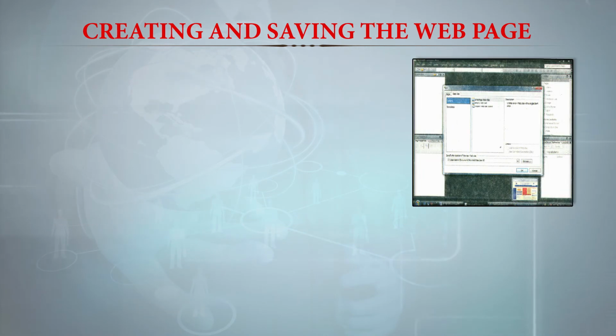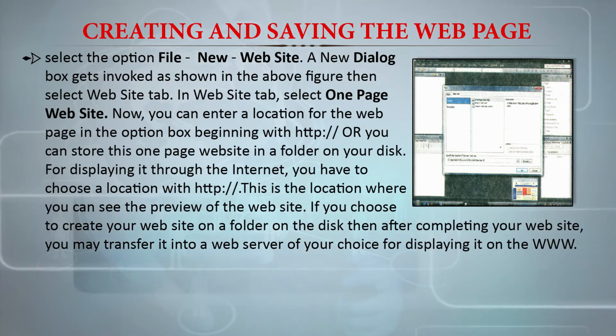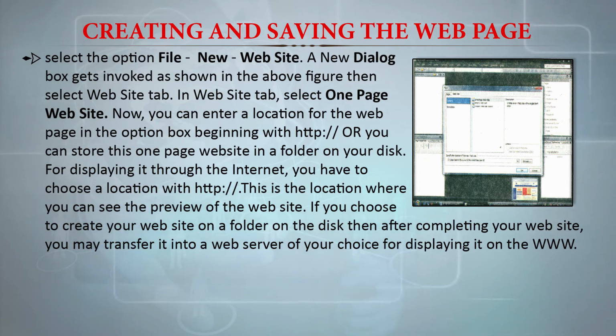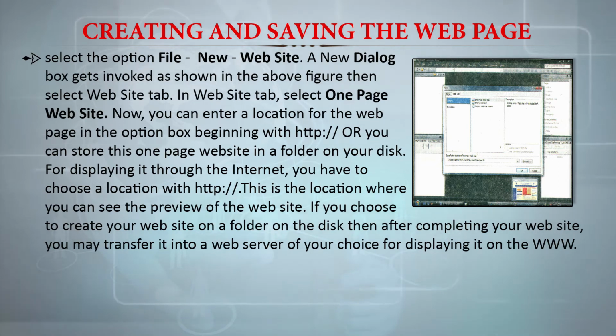Now if you just have a look at the figure, you can select the file option in it, and then you select the new option, and then you select the website option. A new dialog box gets invoked as shown in the figure, and then you select the website tab. In website tab, select one page website.